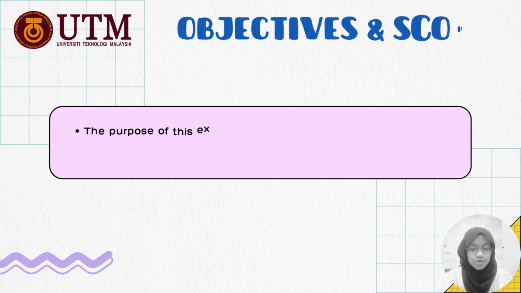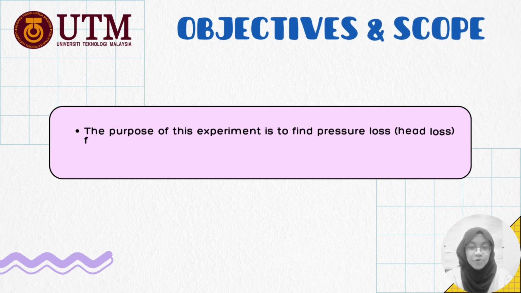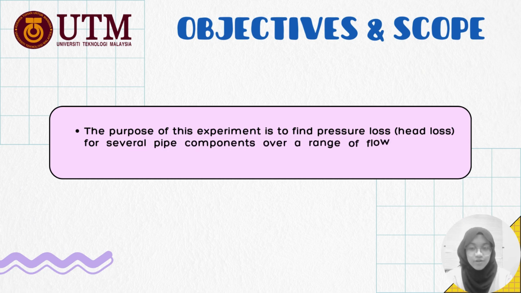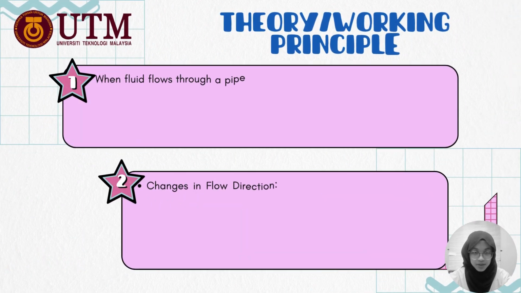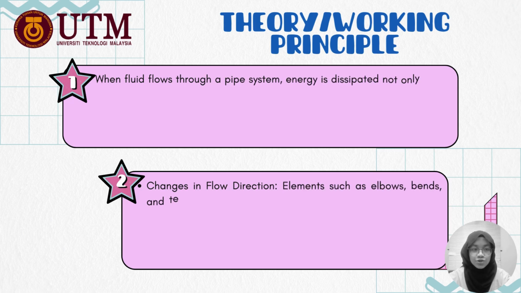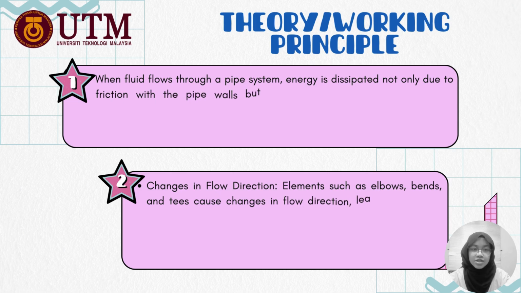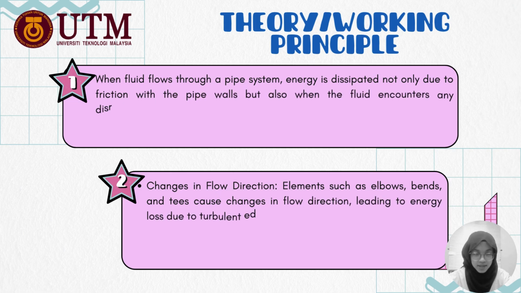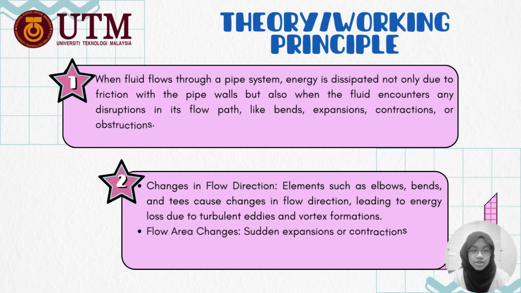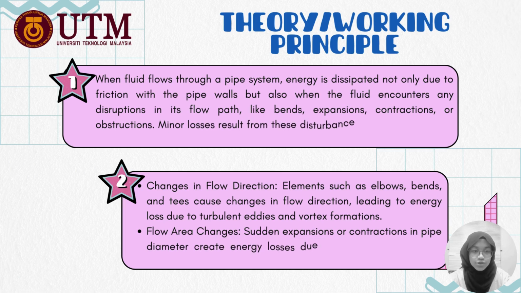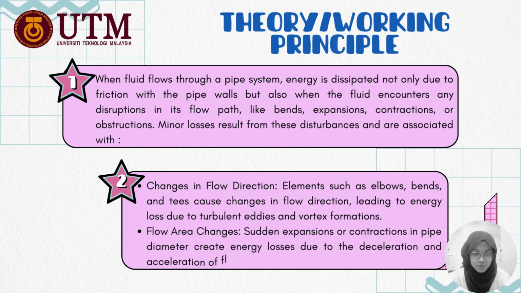The objective and scope of our experiment is to find the pressure loss, which is minor losses, for the several pipe components over a range of flow rates and compare the experimental findings with the theoretical calculations. For the theory or working principle, energy is lost as fluid passes through the system of pipes because of friction with the wall as well as any blockages, bends, expansions or contractions that cause the fluid to change its flow rate. This distribution leads to the minor losses, which are linked to the following.